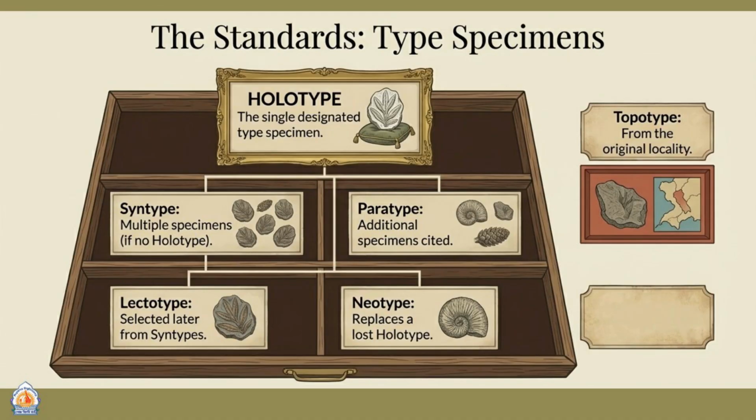Type specimens are extremely important in fossil nomenclature. Some important types include holotype, the single specimen used to describe the species; syntype, multiple specimens used when no single holotype exists; paratype, additional specimens mentioned in the description; lectotype, a specimen later selected from the syntype; neotype, a new specimen used when the original holotype or syntype is lost. These specimens serve as the standard reference for species identification.